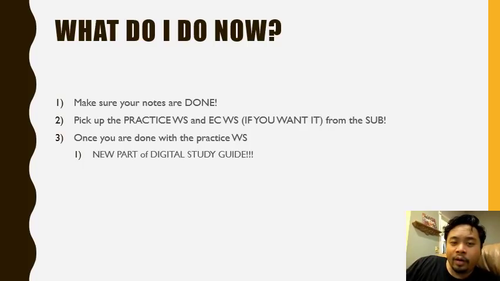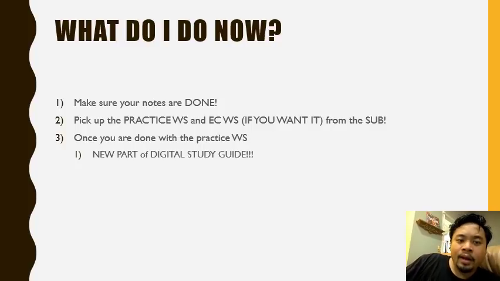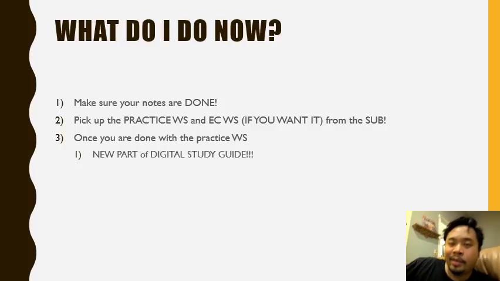Done with the notes here. Hopefully what you do now is pretty simple. So just make sure that your notes are all filled in. Even the reflection questions at the end, make sure you do a little blurb about what you learned today. And then pick up the practice worksheet from the sub and the extra credit worksheet if you want it from the sub as well. So there's a little offer of extra credit there. If you want to take it, it's completely up to you. I got to be honest with you, you probably have enough time to finish it in class anyway, so you might as well give it a shot.